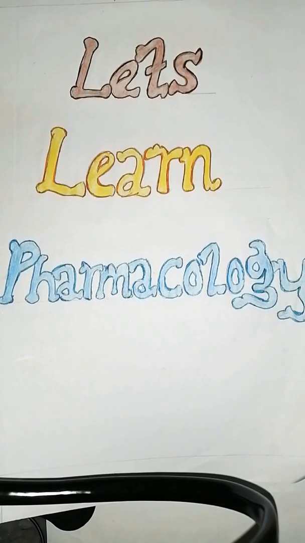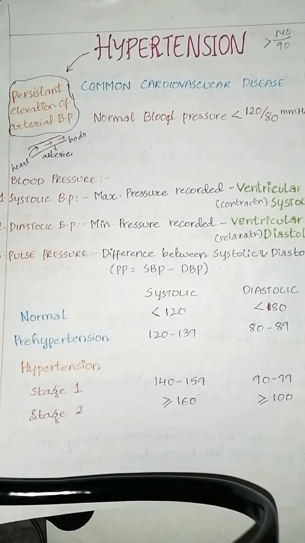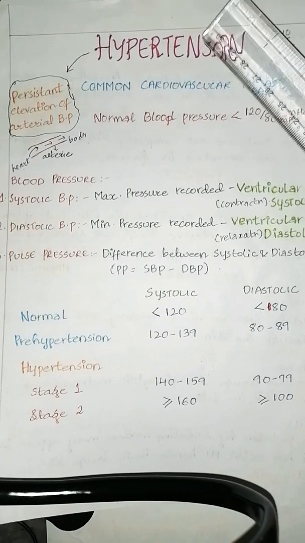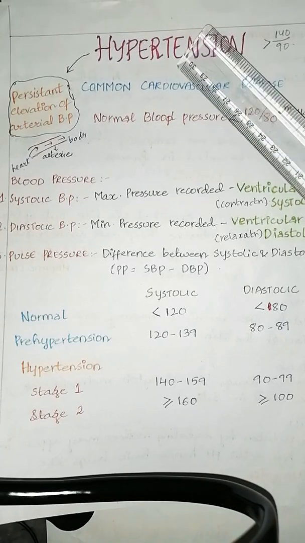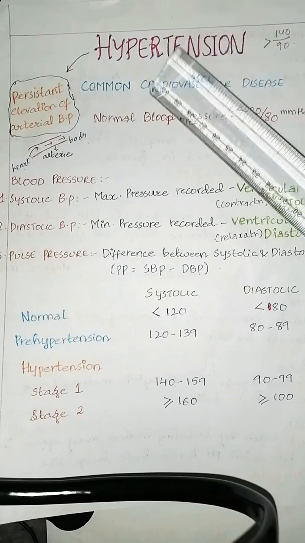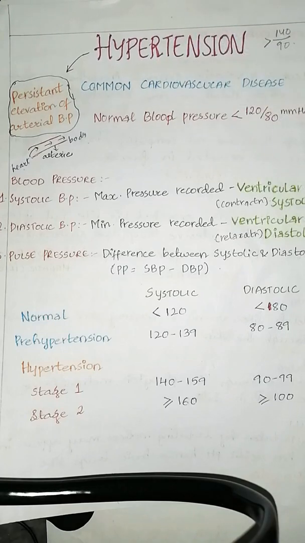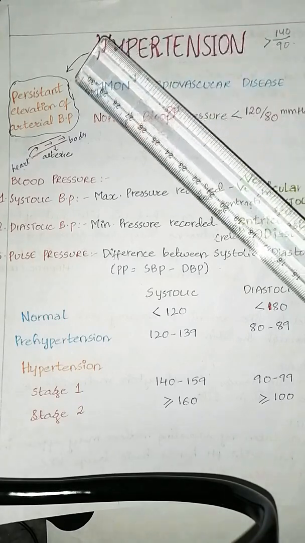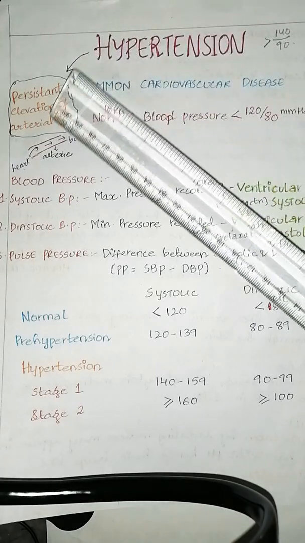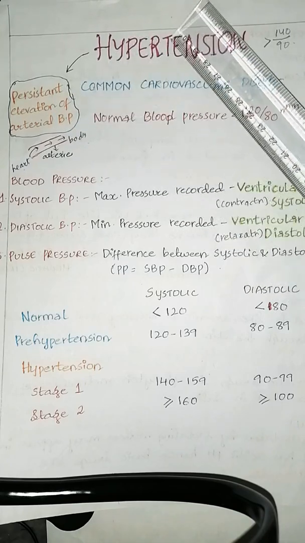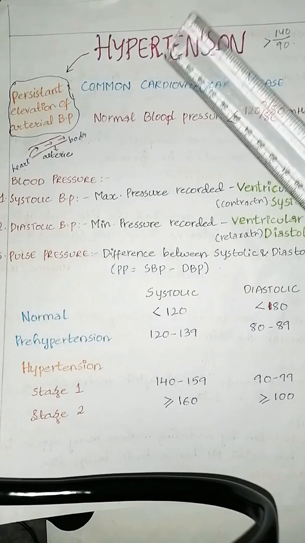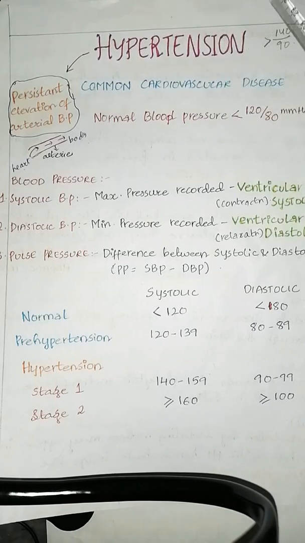Let's learn pharmacology. So friends, today I'm going to discuss hypertension. What is hypertension and what happens in hypertension, we'll be discussing today. First, hypertension is the most common cardiovascular disease affecting the worldwide population. Hypertension is a persistent elevation of arterial blood pressure. Simply remember it as high blood pressure.